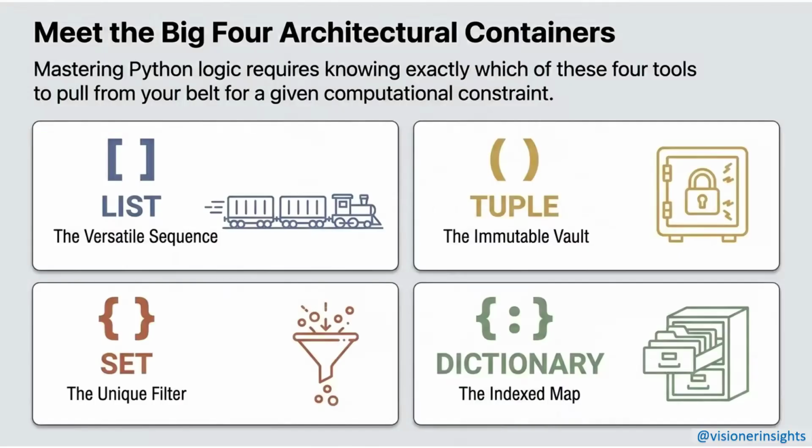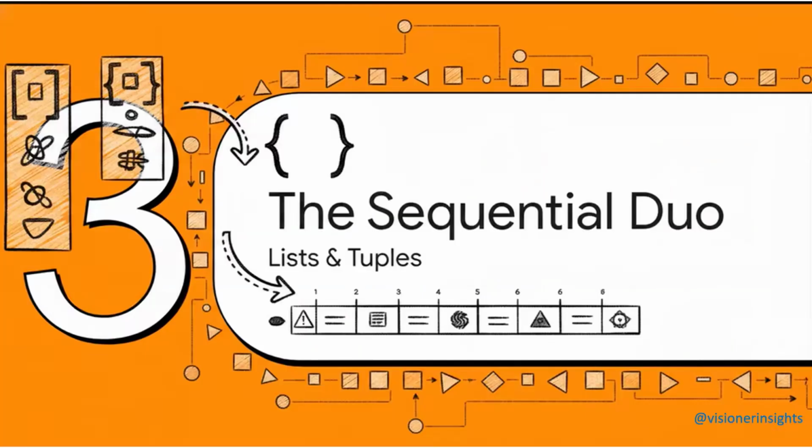A list, that's your versatile train, an ordered sequence where you can add and remove cars. A tuple, think of it as a locked vault. It's secure, it's unchangeable. A set is like a powerful filter. Only unique items are allowed through. And a dictionary? Well, that's your perfectly organized filing cabinet, an indexed map to find exactly what you need in an instant. Let's start by digging into our first pair, lists and tuples.